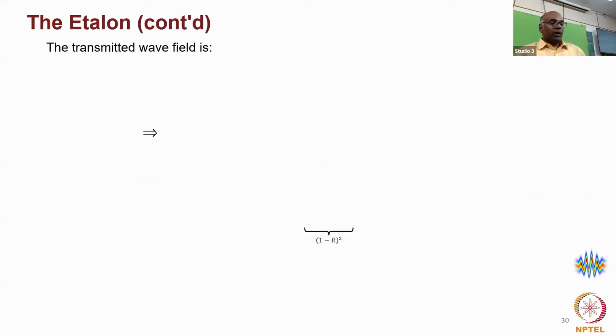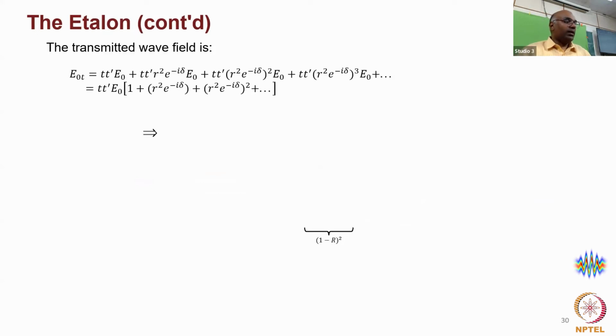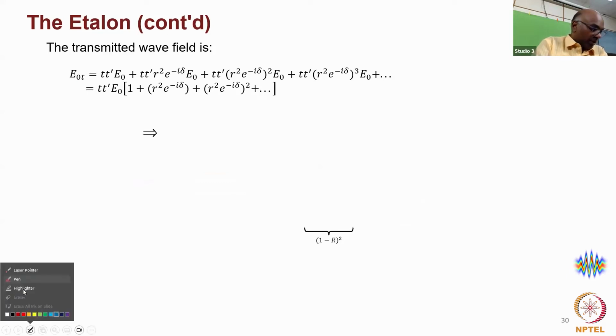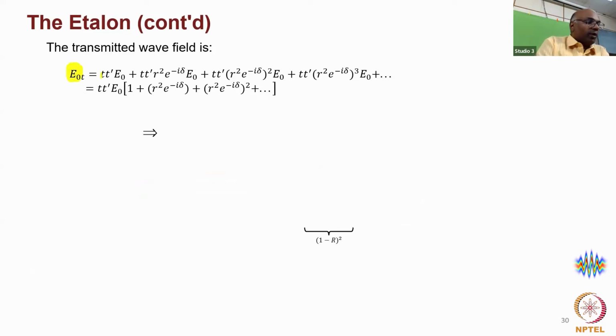Okay. So now, in terms of the quantity of interest which we want to compute here, this is the total transmitted field, E naught T. E naught T is a sum of the piece of the wave that transmitted through without any round trips, plus the wave that made one round trip, plus the wave that made two round trips, plus the wave that made three round trips, plus 4, plus 5.